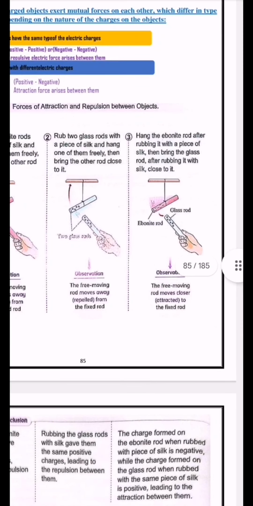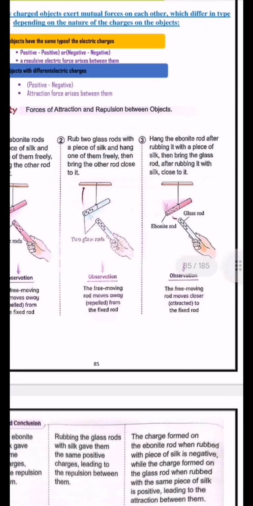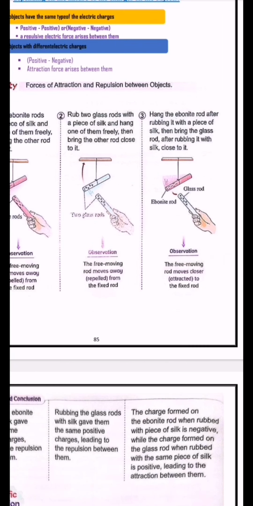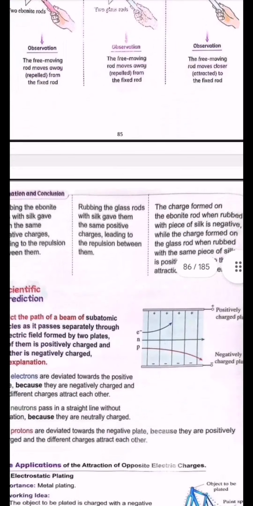Number three, when you bring a glass rod close to an ebonite rod after rubbing with silk, we said when ebonite is rubbed it will have a negative charge, but when glass is rubbed it will have a positive charge. So they have different charges, so an attraction force will arise between them. Okay, so again we have two forces, attraction or repulsion. If we have the same charge, repulsion arises between the objects. If we have different charges, attraction arises between these objects.